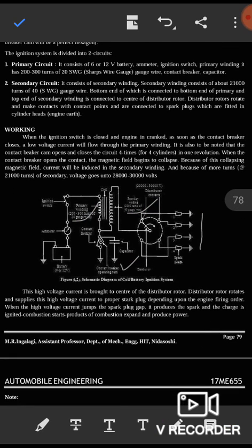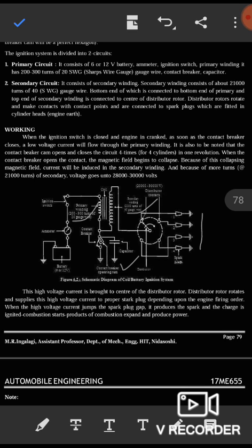Working: we will see how the working procedure of this ignition system goes when the ignition switch is closed. When the ignition switch is closed, the engine is cranked. As soon as the contact breaker closes, a low voltage current flows through the primary winding. It should also be noted that the contact breaker cam opens and closes the circuit 4 times for the 4 cylinders in one revolution. When the contact breaker opens, the magnetic field begins to collapse.